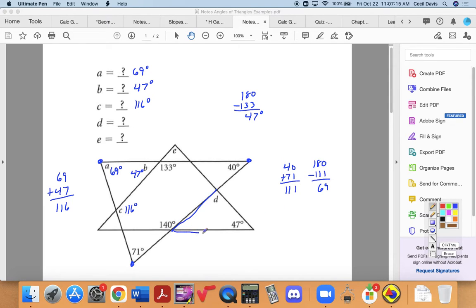Here's a triangle, right? I've extended one side, so I've made an exterior angle. Good job. So 140 has to be equal to D plus 47. So if I just take 140 minus 47, it's 93 degrees.